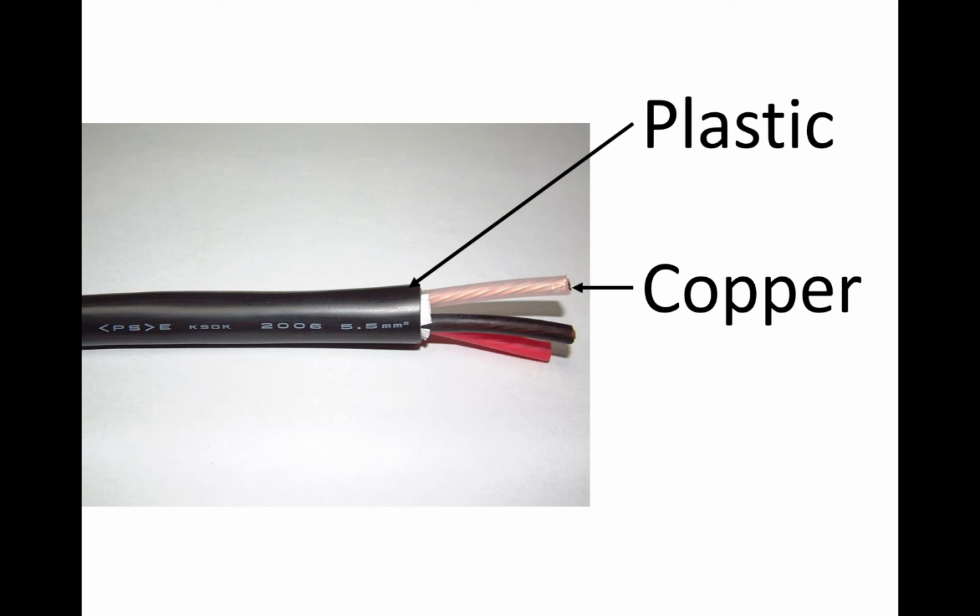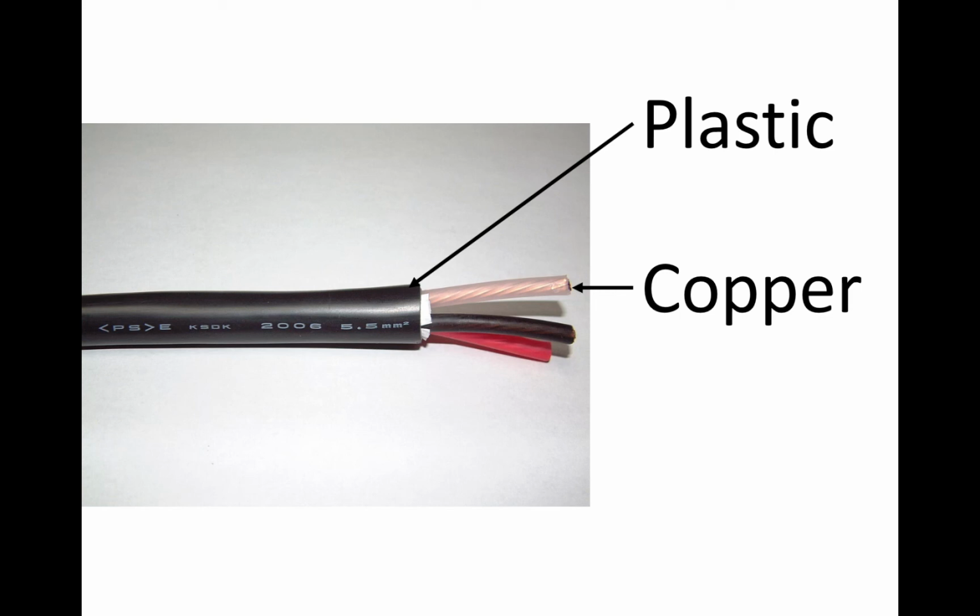So it doesn't flow from one wire into the next wire, and it also does not flow into a human body if they touch it. The plastic is a good insulator, so it prevents the flow of electrons. It prevents an electrical current from flowing.